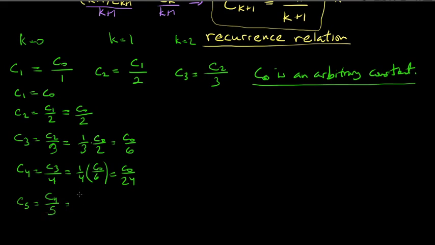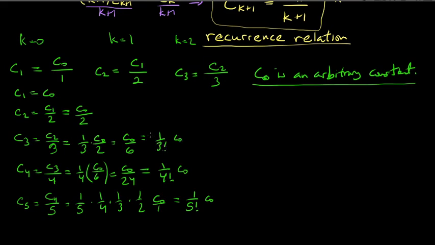And think about what we did here. We did 1 over 5 times 1 over 4 times 1 over 3 times 1 over 2 times 1 over 1, times c0. So this is 5 times 4 times 3 times 2 times 1. That's just 1 over 5 factorial times c0. We could have written c4 as 1 over 4 factorial times c0. This is 1 over 3 factorial times c0, this is 1 over 2 factorial times c0, and this is 1 over 1 factorial times c0. So hopefully you see the pattern that the Cn plus 1 is really just Cn divided by n factorial.